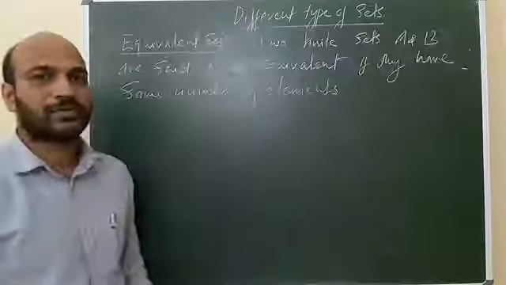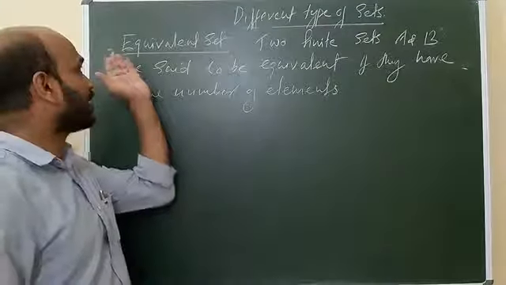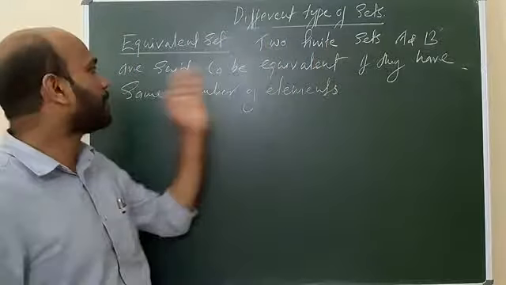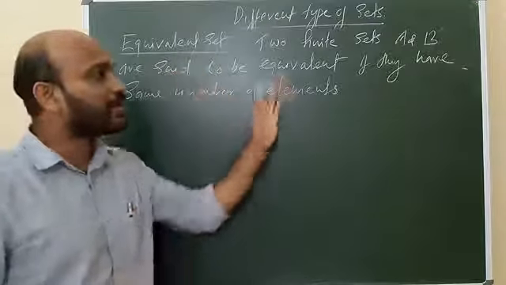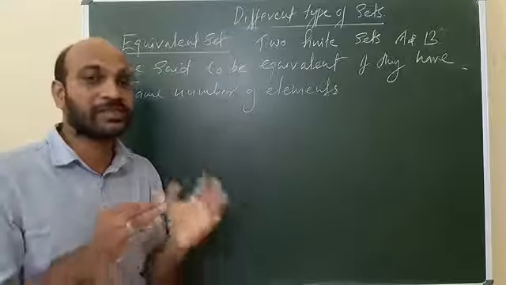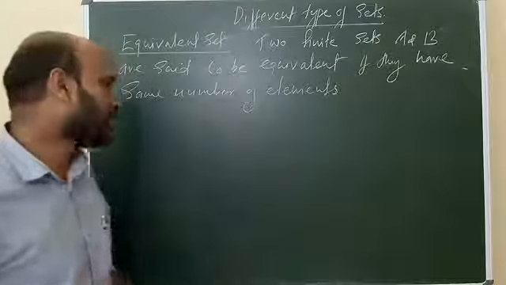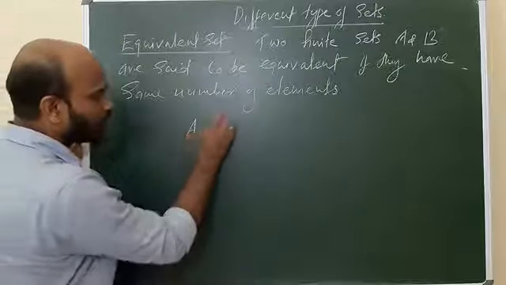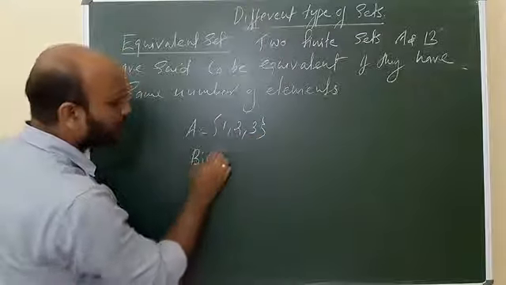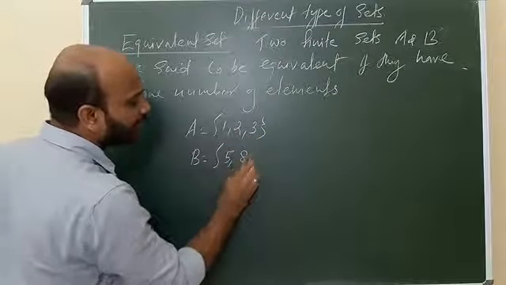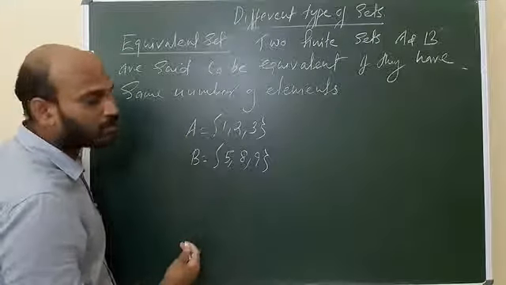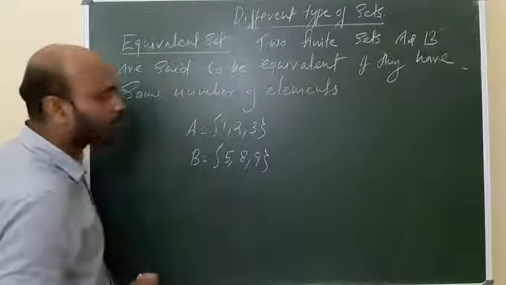Okay. Now the next type of set, that is the equivalent set, not equal, equivalent. Two finite sets A and B are said to be equivalent if they have the same number of elements. Not the same elements, the same number of elements. Okay. For example, A equal to 1, 2, 3 and B equal to 5, 8, 9. These two sets are actually not equal, but they are equivalent because both contain the same number of elements.